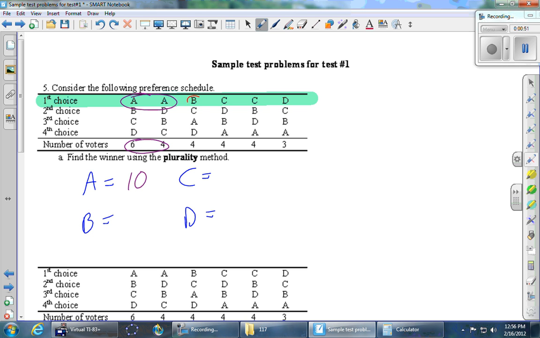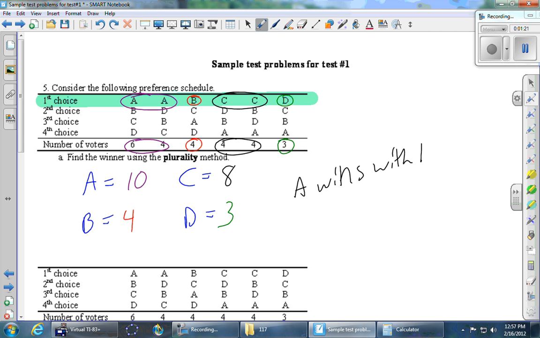Candidate B, only 1 column, but that's more than 1 voter. 4 voters for candidate B. C had these columns where they were first place. 4 plus 4 is 8 first place votes for C. And then finally, D had just this column in first place, which was worth 3 voters. Don't forget to answer the question, who is the winner? The winner is the one with the most first place votes. So we'll say A wins with 10 first place votes.